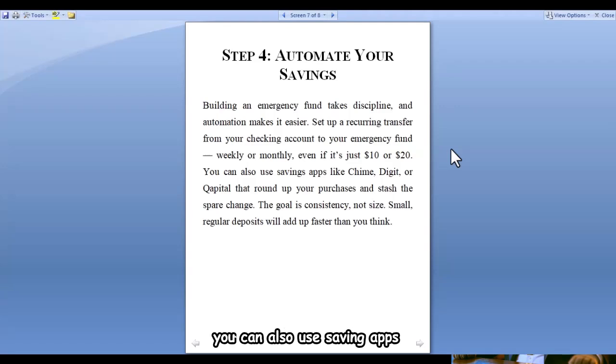You can also use saving apps like Chime, Digit, or Capital One that round up your purchases and stash the spare change. The goal is consistency, not size. Small regular deposits will add up faster than you think. So let's go to the last one.